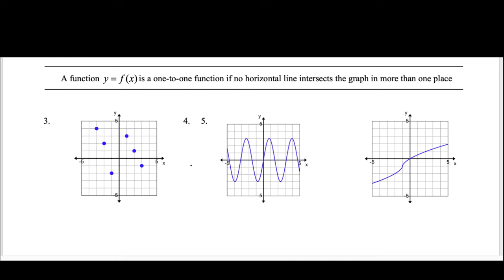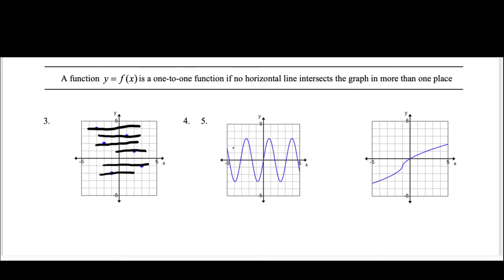Now a one-to-one function has to pass the vertical line test, but it also has to pass the horizontal line test. In other words, a function y equals f of x is a one-to-one function if no horizontal line intersects the graph in more than one place, right? So in this one right here, this one is just a series of dots, but no matter where I draw the horizontal line, it's never going to intersect any of the dots more than once, right? So that does represent a one-to-one function.